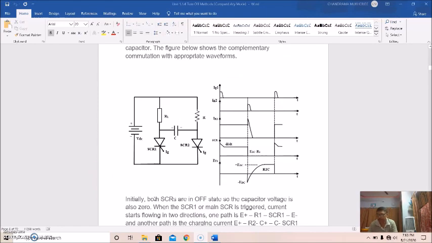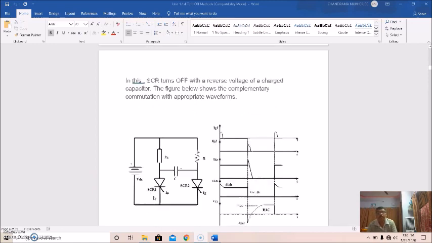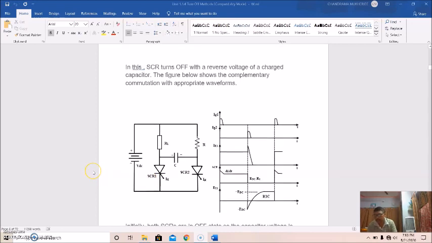So once again I am telling you, in this commutation process, there are 4 modes or operations. Initially both thyristors 1 and 2 are in the off state, and the voltage across the capacitor is also 0.